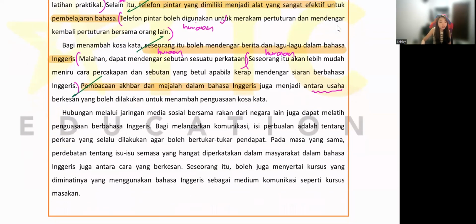Next. Hubungan melalui jaringan media social network bersama rakan dari negara lain juga dapat melatih penguasaan perbahasan English. Dapat melatih. Okay, so this is also one of it. Bagi melancarkan komunikasi, in order to make the communications more fluent, isi perbualan adalah tentang, what is the content of the conversation? So they give you some example. This is contoh. Pada masa yang sama, perdebatan tentang isu-isu semasa yang hangat diperkatakan dalam bahasa English juga antara cara yang berkesan. Cara is also usaha. So this is one of it.